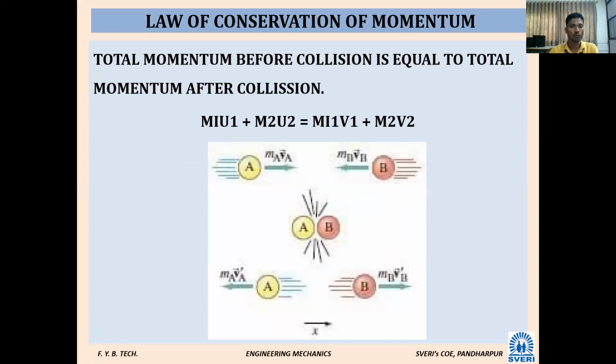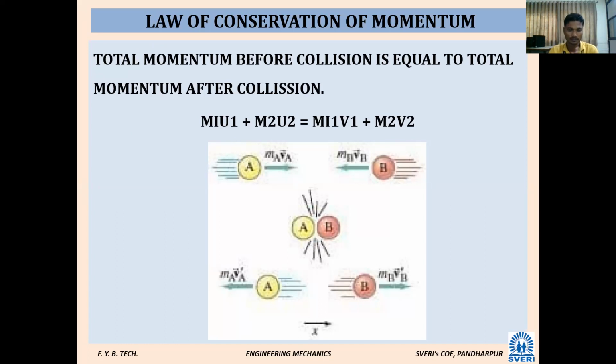Then the law of conservation of momentum: total momentum before collision. What is momentum? त्याच्या अगोदर बघूया. Momentum means what? The product of mass and velocity is called momentum. Actually, in the second section of our subject, that is dynamics, all the problems related to this we are going to solve. So what is conservation? Law of conservation of momentum.